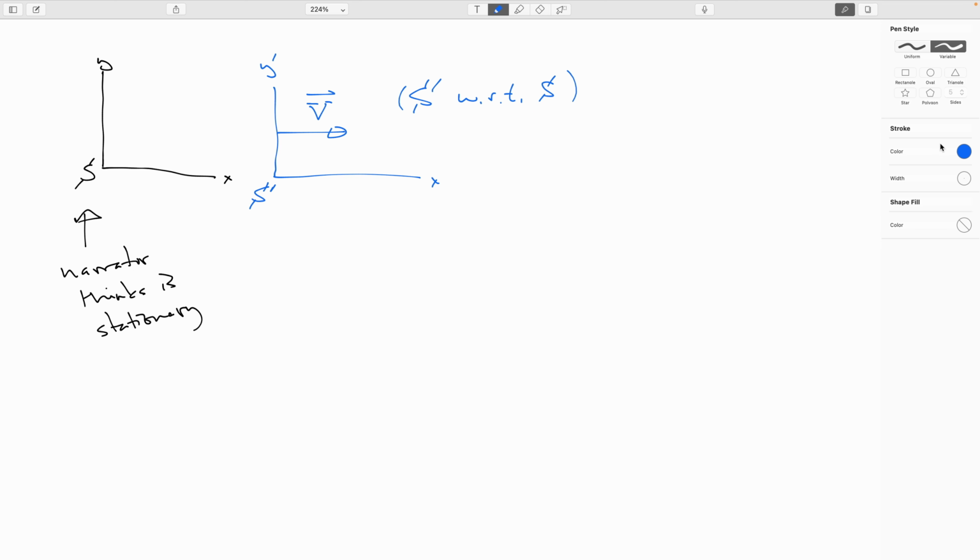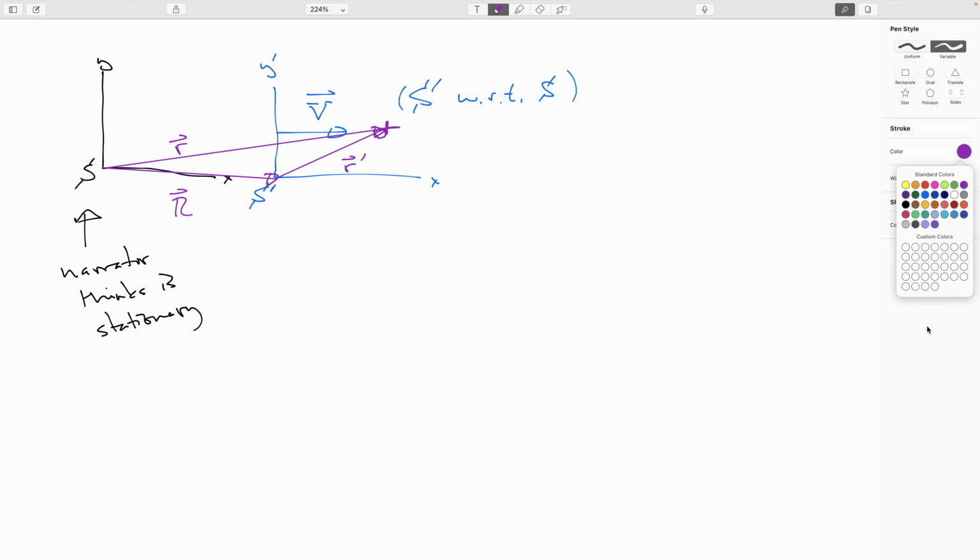Now both of them can measure the coordinates of some object, and they will get different coordinates. That's because S is going to be measuring from their origin and say that this position is r, and S prime is going to be measuring from their origin, and they're going to say that this position is r prime. And how it's going to differ is by the position that S measures for S prime. I'll call that capital R.